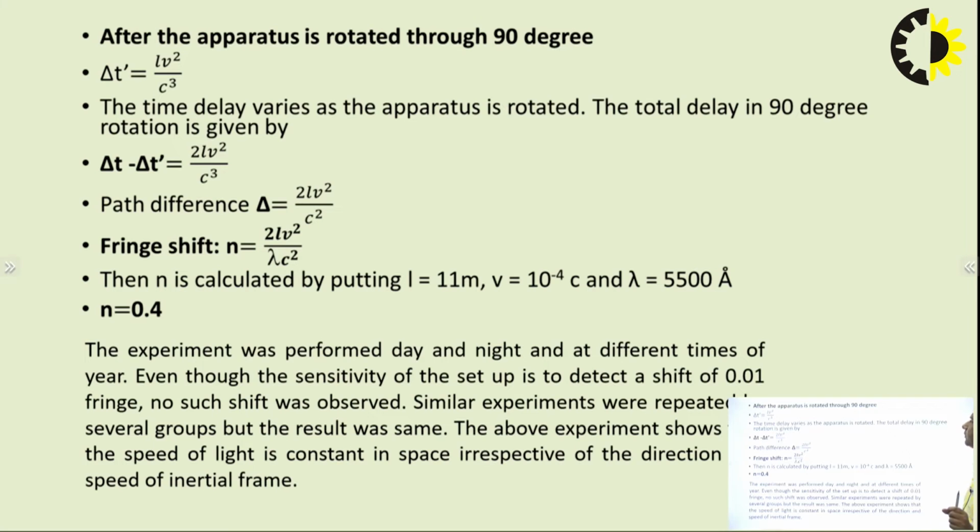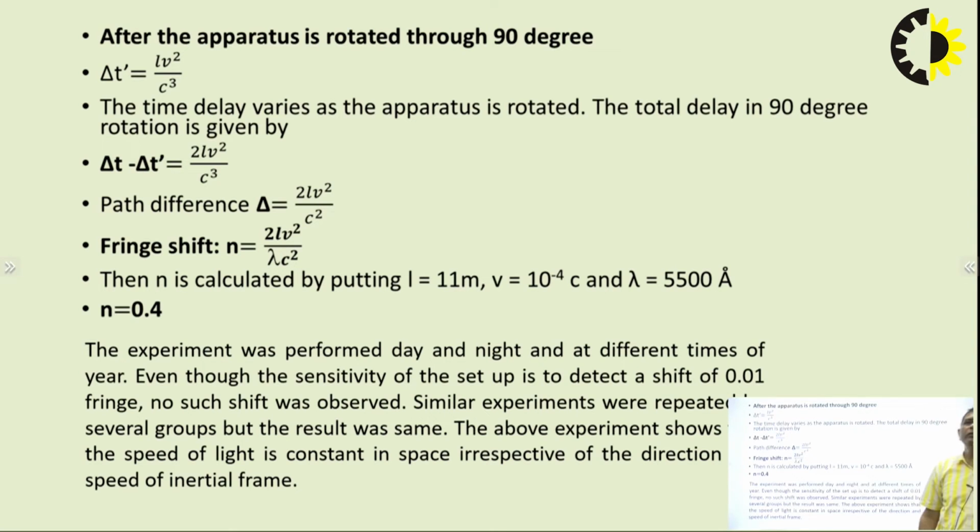So the path difference, or the distance covered by the light beam in this time delay, will be LV square upon C cube multiplied by C. So that will come out to be LV square upon C square. So we can calculate the fringe shift. The fringe shift should be LV square upon C square lambda.